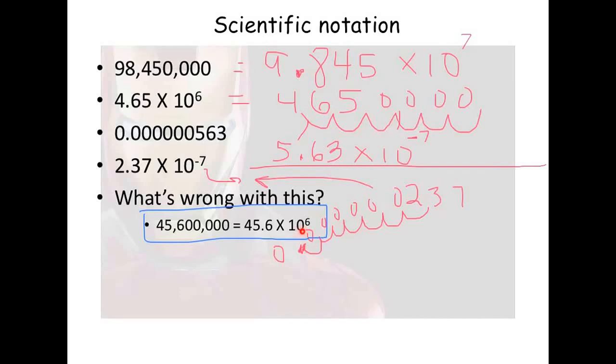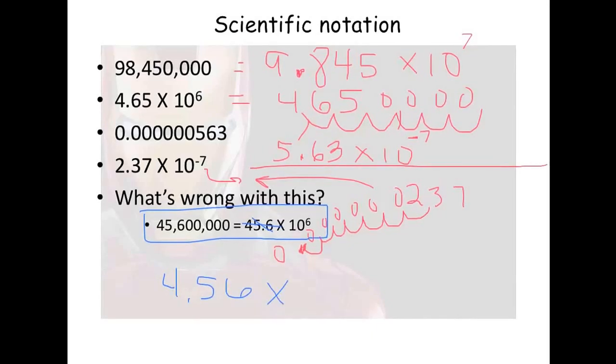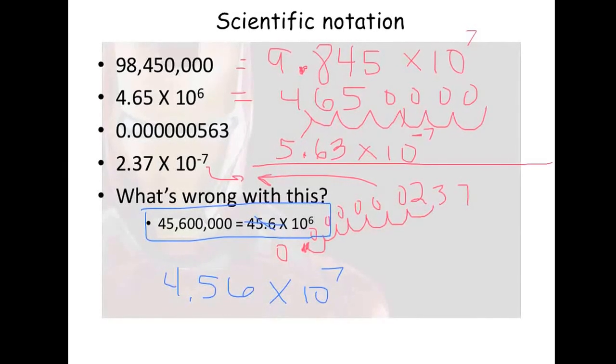Wrong. Here's why. Remember what we said? The decimal always has to go between the first two non-zero digits. Oh my gosh, the decimal's between the 5 and the 6. Those are the second and the third non-zero digits. So what's wrong with this? Right here. Can't have 45.6 in scientific notation, so don't do it. FCAT does a lot of problems where they write it incorrectly on purpose. If I were to write that correctly in scientific notation, it would be 4.56 times 10 to the 7th power.